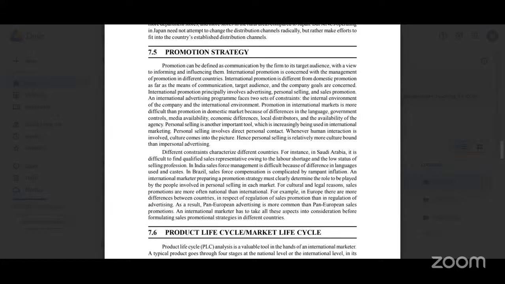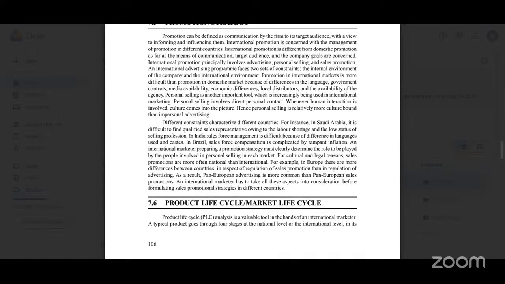So, personal selling involves direct personal contact. So whenever human interaction is involved, culture comes into the picture. Now, what works within our Indian scenario may not work when we are working in, say, a Japanese or UK or US based market. So personal selling is relatively more culture bound than impersonal advertising. Though advertising also, of late, we have seen requires a lot of local customization in terms of being able to reach a larger set of customers.